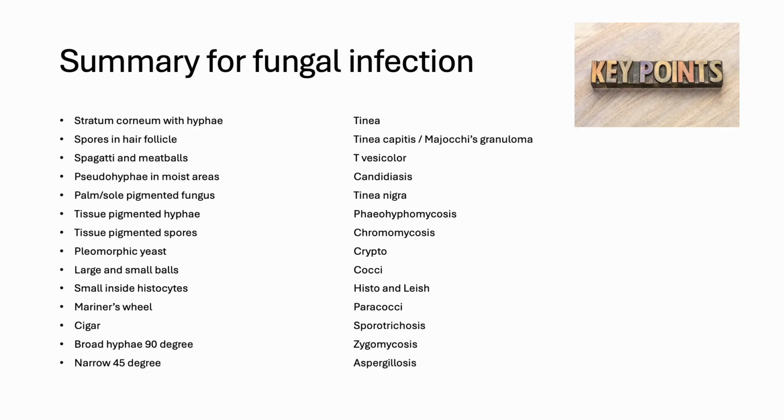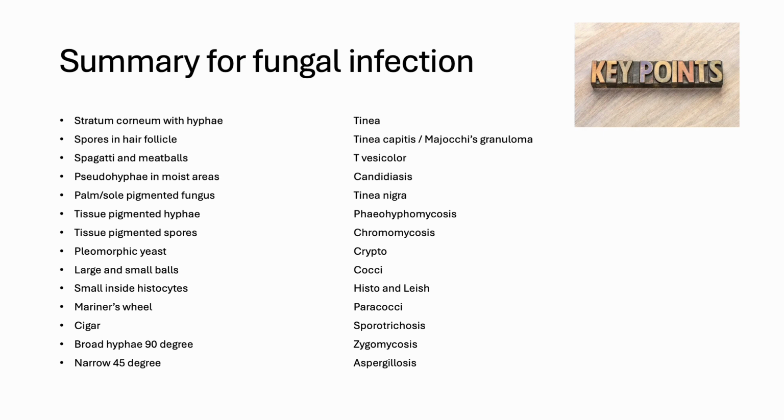Now let's do a quick recap on fungal infection. On the left is the so-called buzzword, and on the right is the infection or the name of the disorder. I hope after today's lecture, no matter whether I tell you the one on the left or the one on the right, you can immediately tell me the corresponding one. So let's get started. When we talk about stratum corneum with hyphae, you should think tinea. When you see spores in the hair follicle, you should think either tinea capitis if that is on the scalp, or Majocchi granuloma if that is on the trunk.